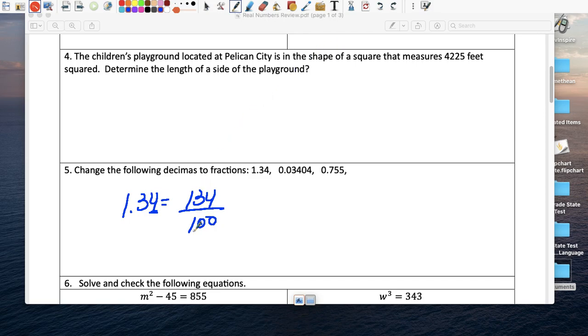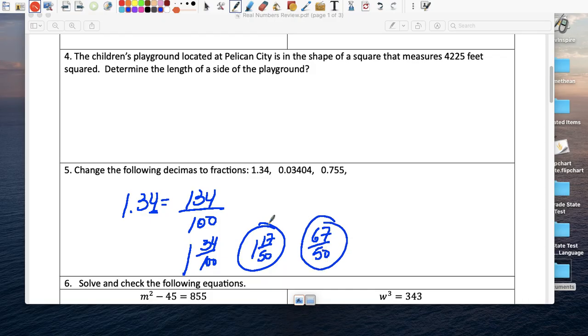So if you change this to a mixed number, 100 goes into 134 one time. 34 left over 100. We can definitely simplify that, and that becomes 1 and 17 over 50. Final answer. And if it's not written that way, it's going to be written as 67 over 50. So it's either written as a mixed number or an improper fraction. But either way, that's the process.